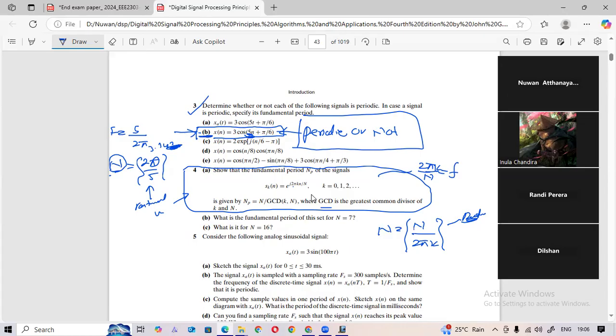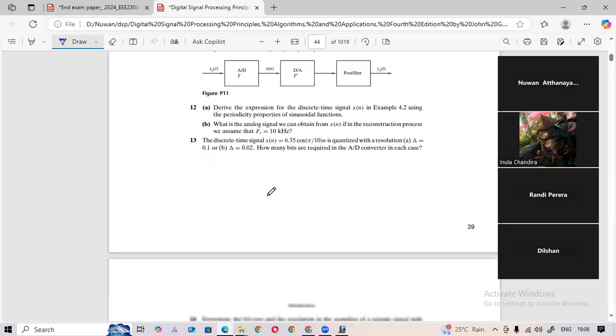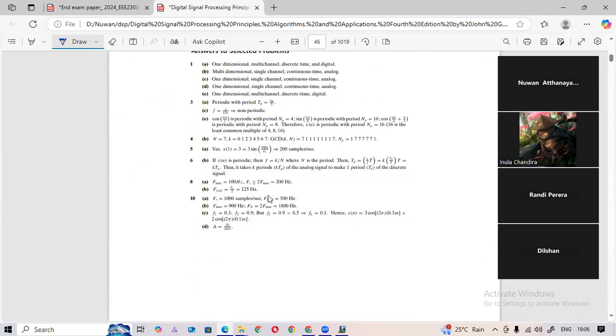So in that way, maybe you can try to prove this, the fundamental period of this signal. Try to do it by yourself. I think sampling may be enough.